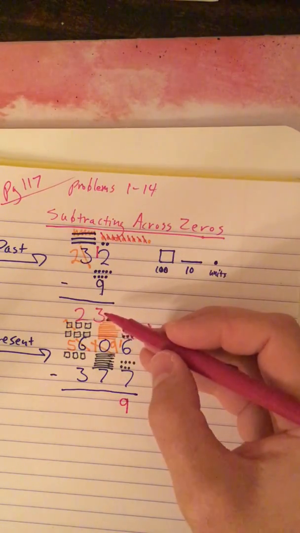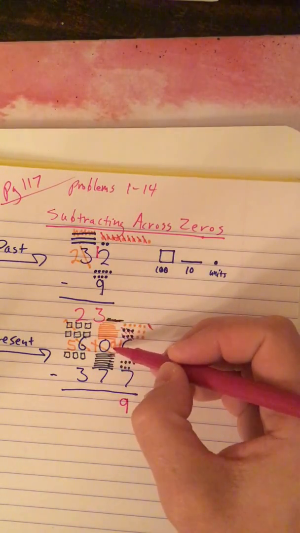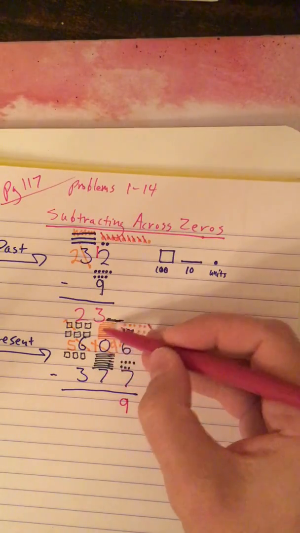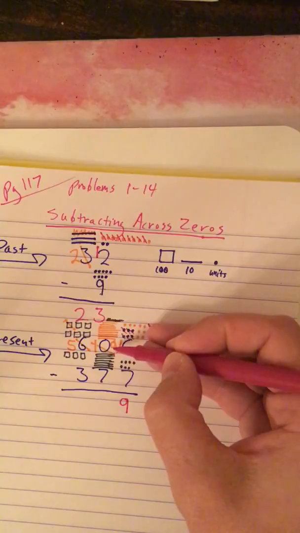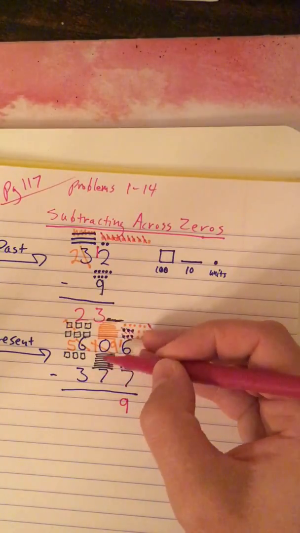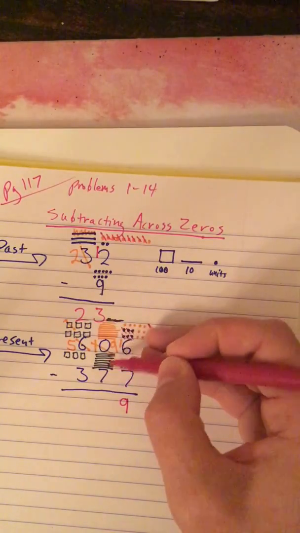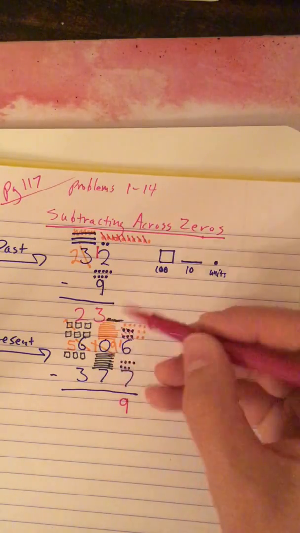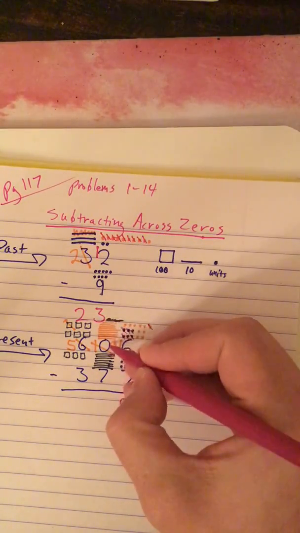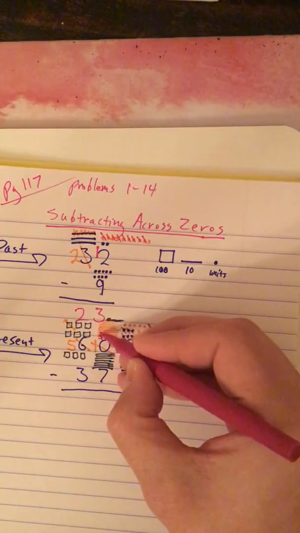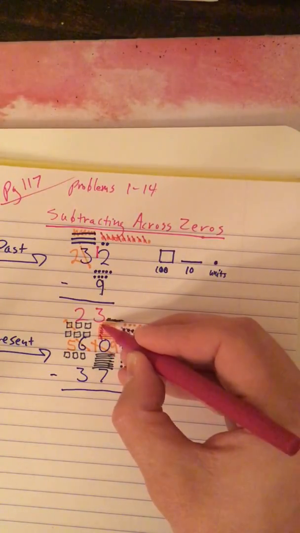And then I have 9 over 7. I have 9 sets of 10, and I have 7 sets of 10. That's technically 90 minus 70. But let's just look at the 9 and the 7. 9, take away the 7. Okay, take away 7. 1, 2, 3, 4, 5, 6, 7.